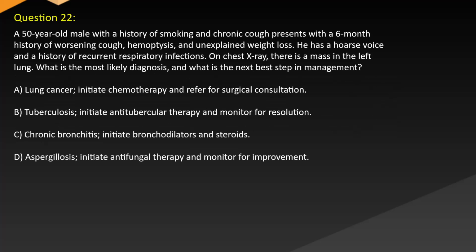torso. Question 22. A 50-year-old male with a history of smoking and chronic cough presents with a 6-month history of worsening cough, hemoptysis, and unexplained weight loss. He has a hoarse voice and a history of recurrent respiratory infections. On chest X-ray, there is a mass in the left lung. What is the most likely diagnosis, and what is the next best step in management?